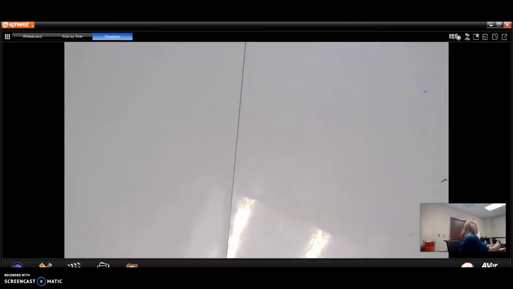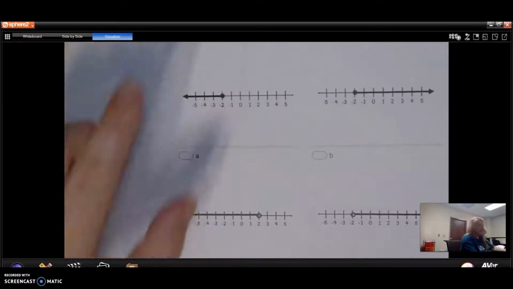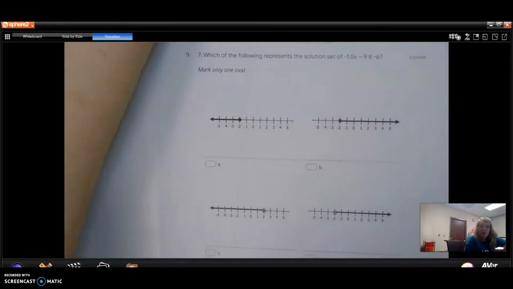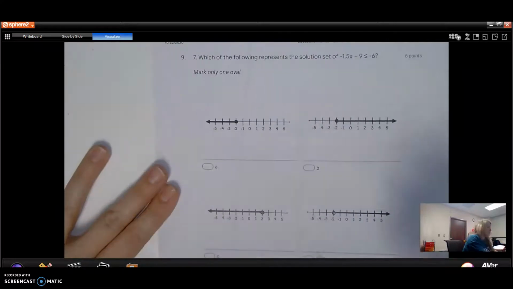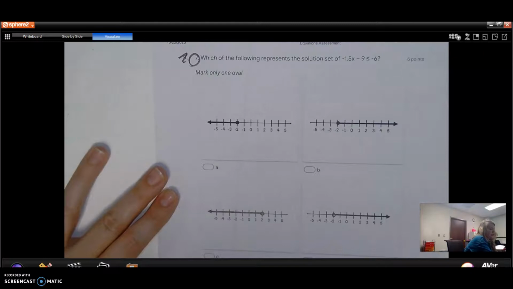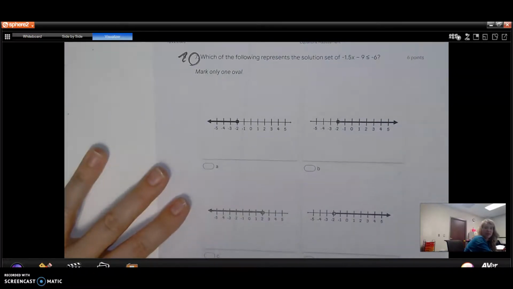For number 7, make sure I can get all that on one. Let me zoom out. Which of the following represents the solution set to 1.5x minus 9 is less than or equal to negative 6?